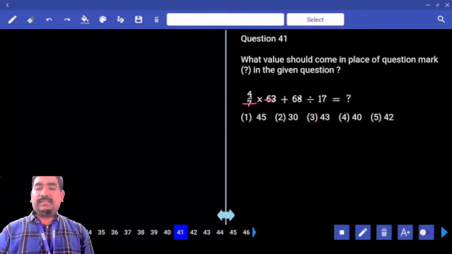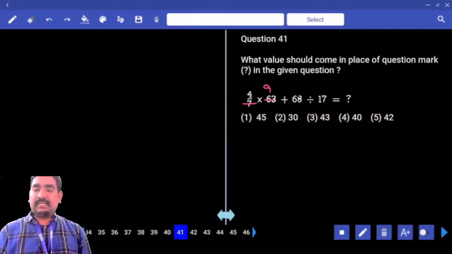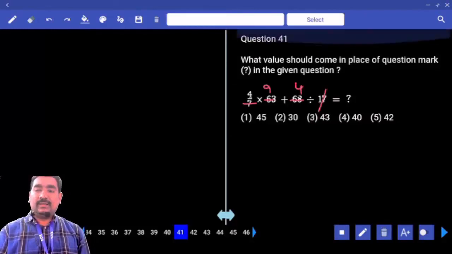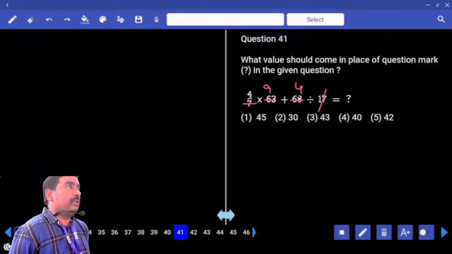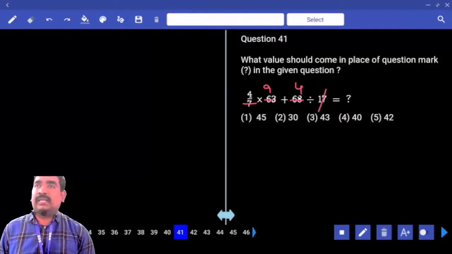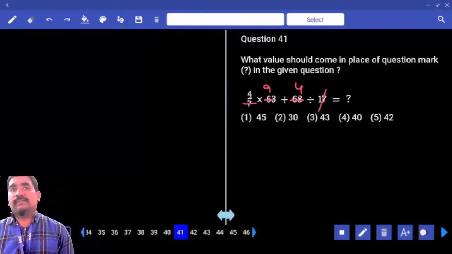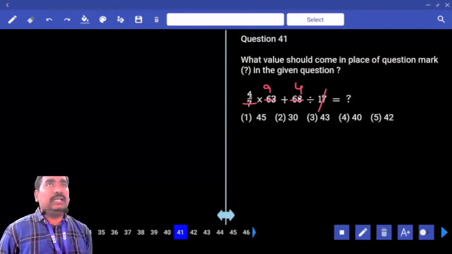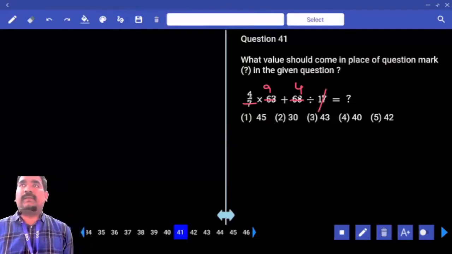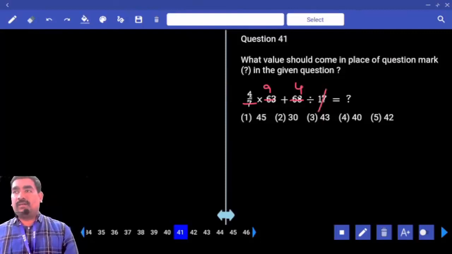7 how many times? 9 times. 17 how many times? 4 times. 4 9 times plus 4 1 time, total 4 10 times. How much? 40. 4 9s are 36 plus 4 means 4 9 times plus 1 time, total 4 10 times, 40.